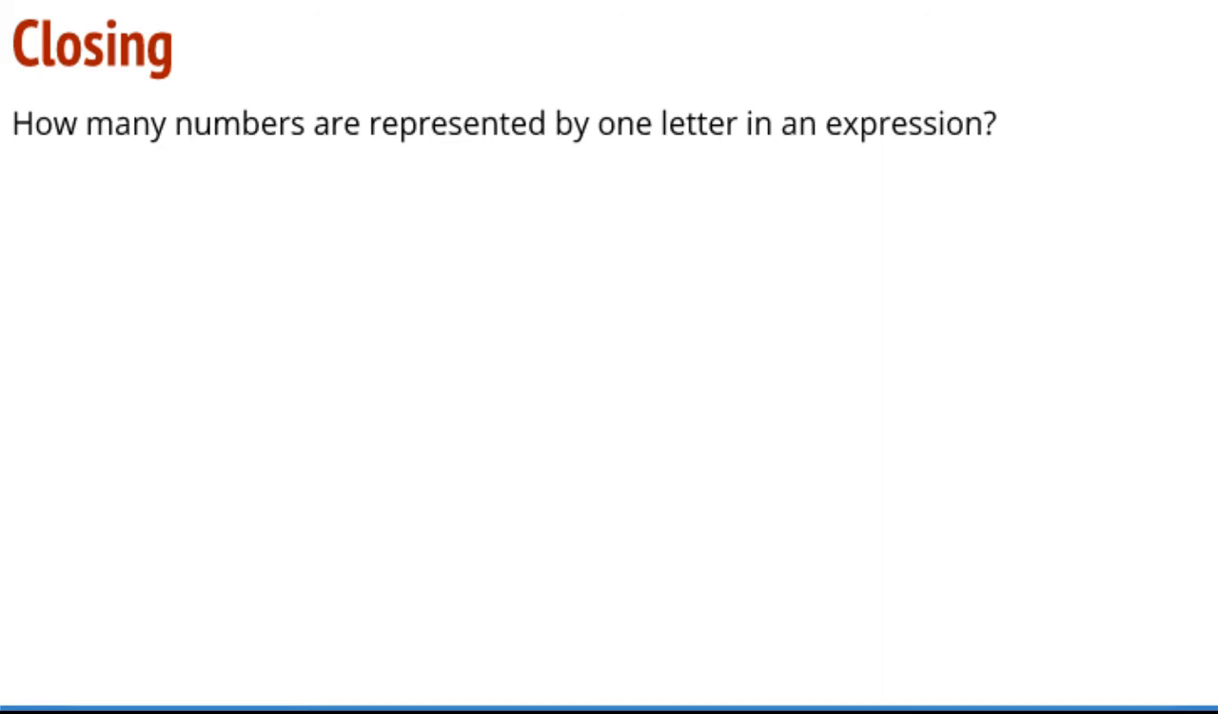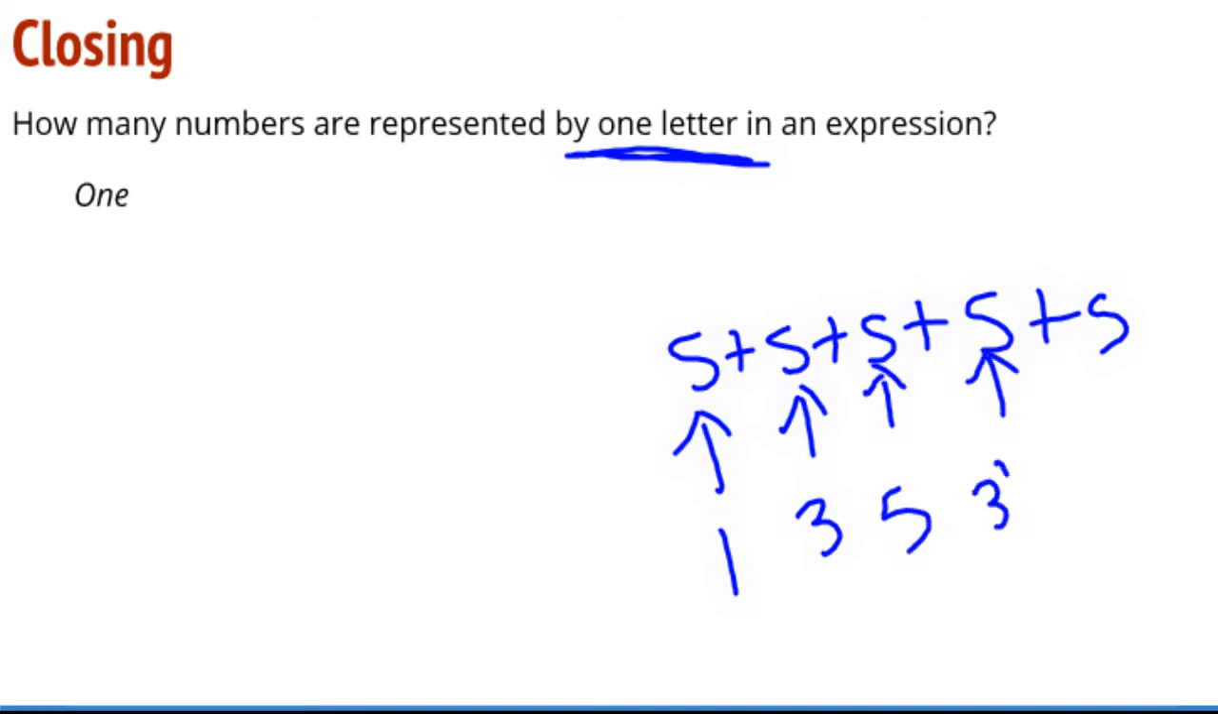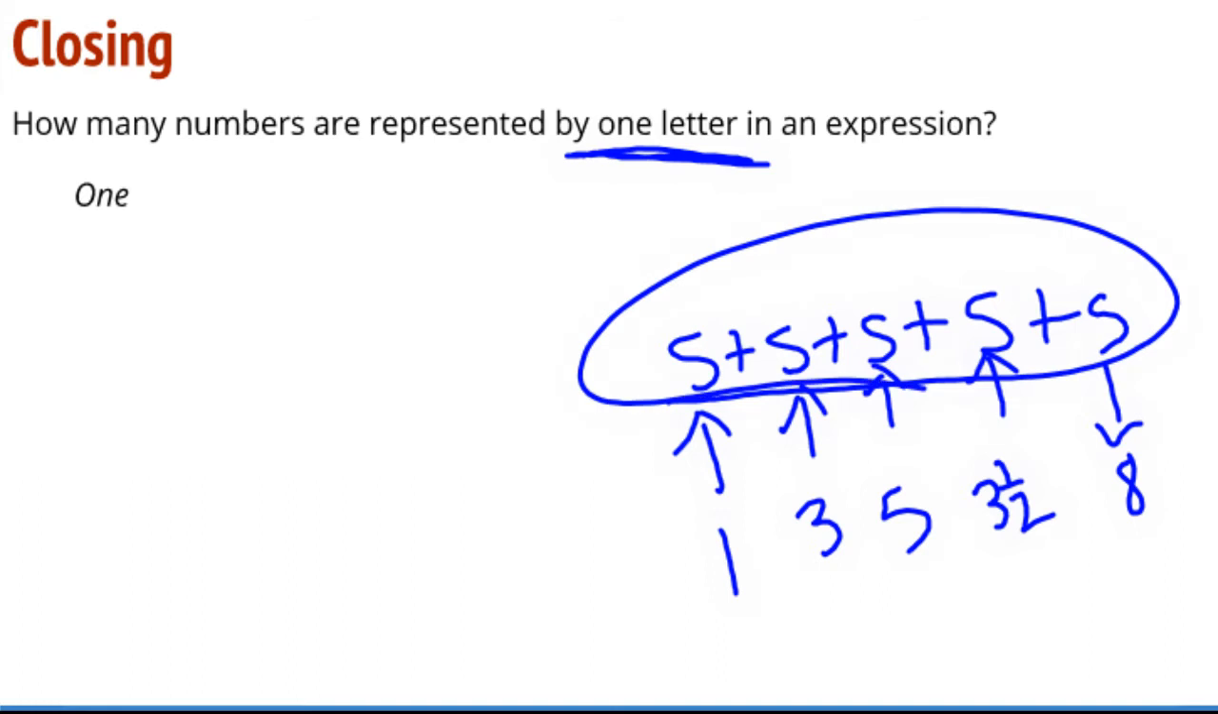So, quick closing questions here. How many numbers are represented by one letter in an expression? 1. If I've got S plus S plus S plus S plus S, I can't have this one being 1 and this one being 3 and this one being 5 and this one being 3.5 and this one being 8. I can't do that. In this expression, S has to be one number. 1.